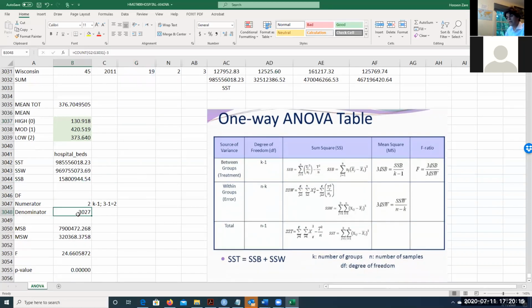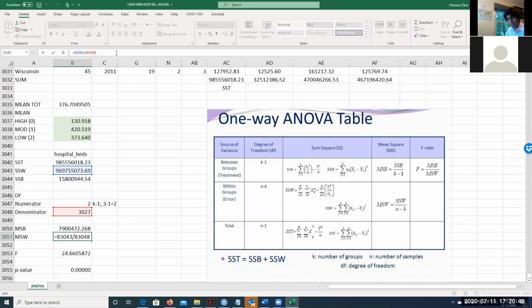This is here. This is n minus k. This is this one, degree of freedom: we have 3030 observations minus 3. And then this is MSB. The MSB is this number, B3044, divided by this number, number 2.